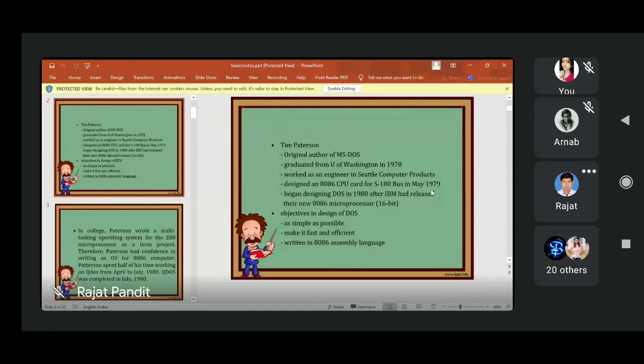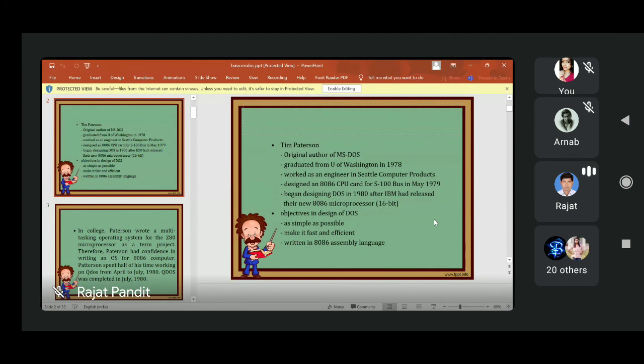He began designing DOS in 1980 after IBM had released their new 8086 microprocessor. The 8086 microprocessor is a 16-bit microprocessor. Now we are using 64-bit processors, right? So 16-bit, 32-bit, 64-bit. Now we are using 64-bit computers. So he designed it for the 16-bit microprocessor.